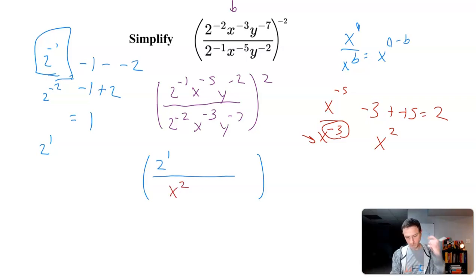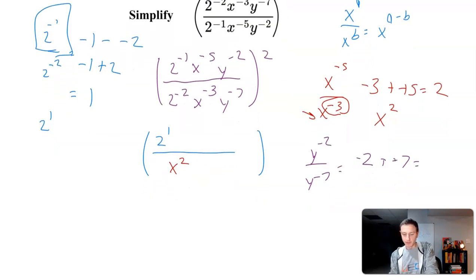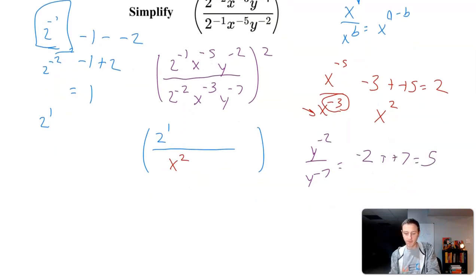Now let's deal with y. So we have y to the negative 2 over y to the negative 7. Big minus small. Bigger exponent's negative 2. So negative 2 minus a negative 7. That is going to be, I think I'm getting a little close to my camera here. That is negative 2 plus 7, which is positive 5.